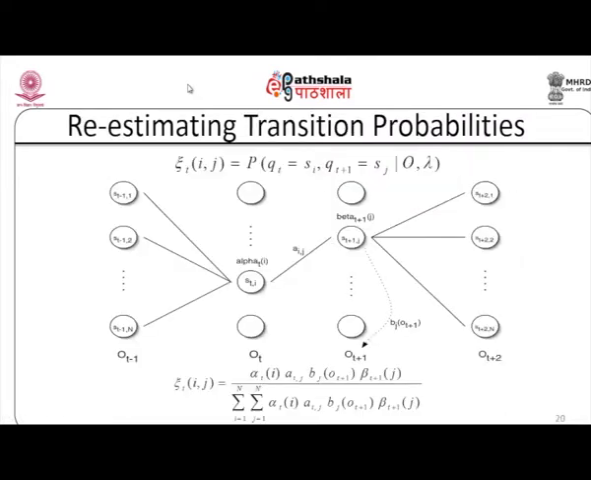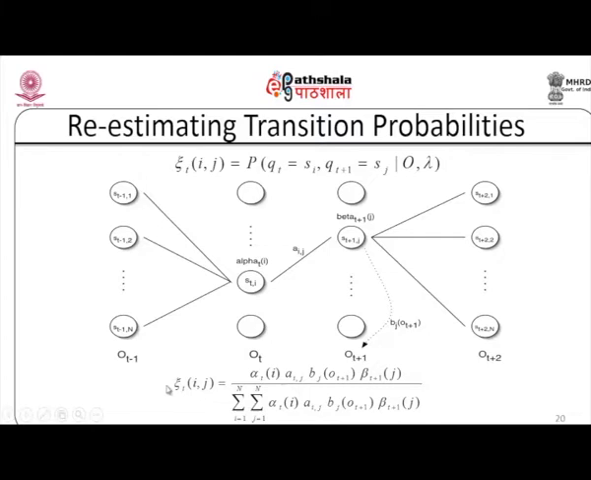Now, how do we re-estimate the transition probability is the next question. What we do here is, the previous part is O_{t-1}, O_t, O_{t+1}, O_{t+2}, because we are going to talk about both the forward probabilities and the backward probabilities.